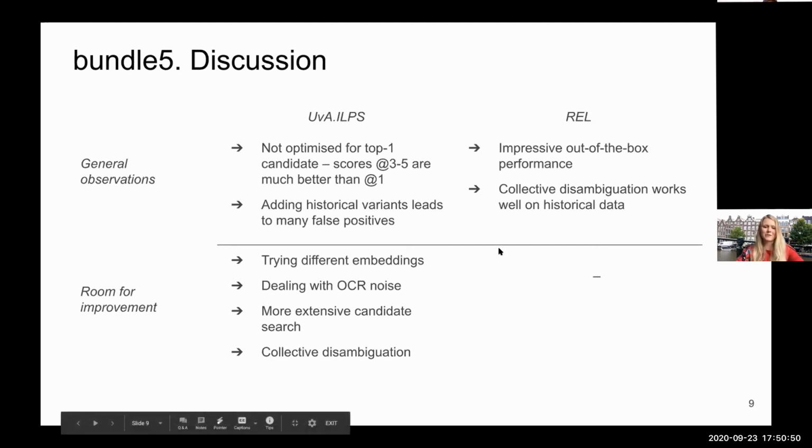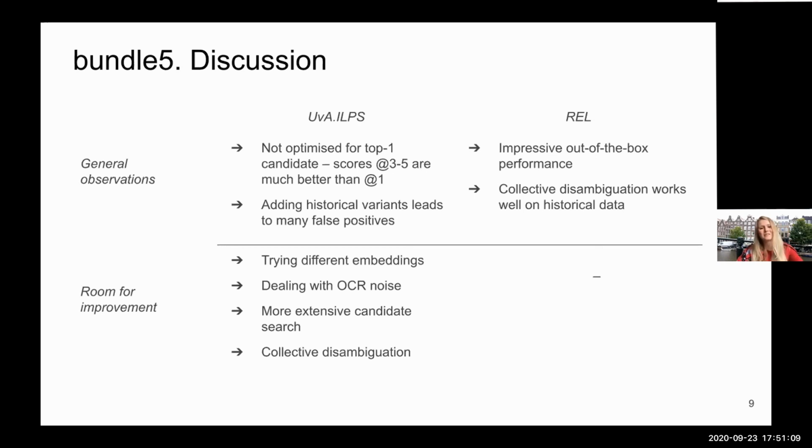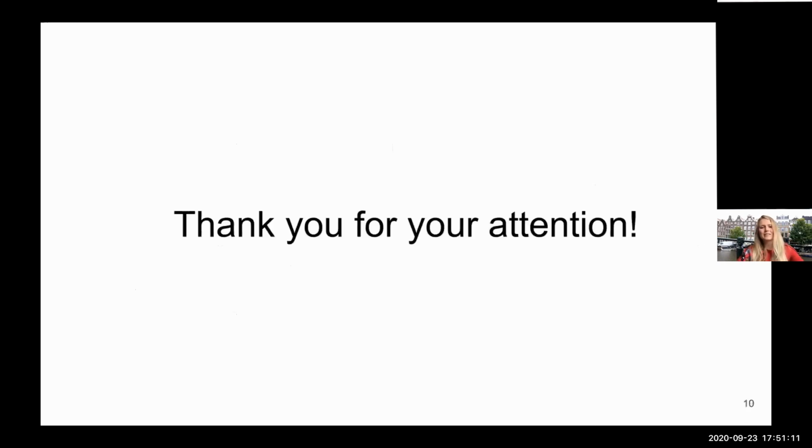Other things to try in the future are different embeddings, like fastText ones provided within the task, and again, dealing with OCR noise, improving candidate search, and so yeah, there are some directions that can improve the results in the future. So I guess, yeah, that's it.